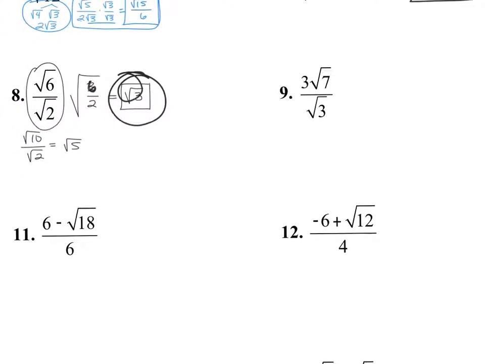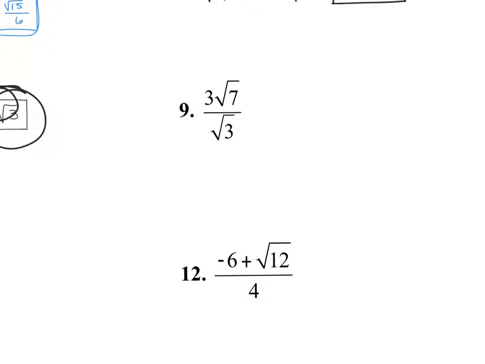All right, now number 9. Tell me what you would do. Do it times 3 and then you cross out 3 because they. Not times 3.